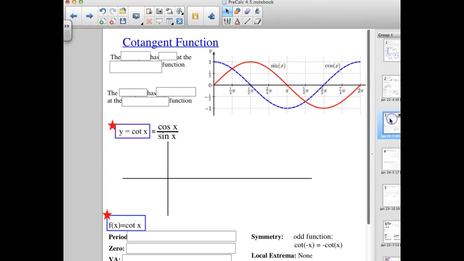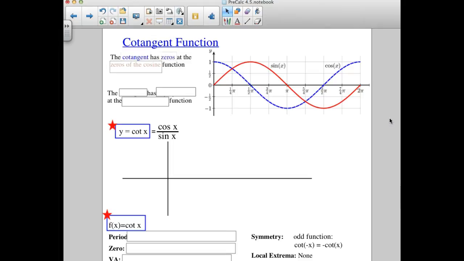Okay, let's move on to cotangent. Cotangent is defined to be what? Which ratio? Cosine over sine? So it's similar to what we just talked about, except we're going to flip-flop everything. So cotangent has zeros where the cosine is 0, and we have vertical asymptotes where the sine is 0.